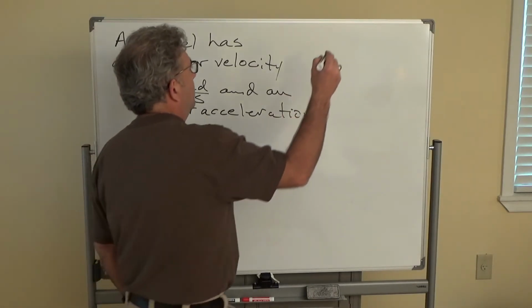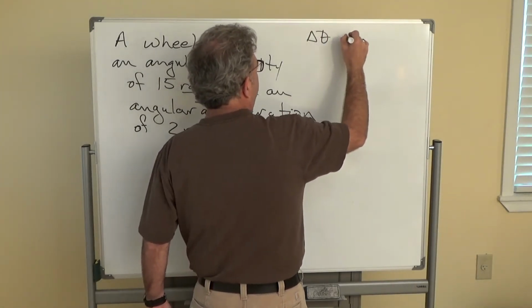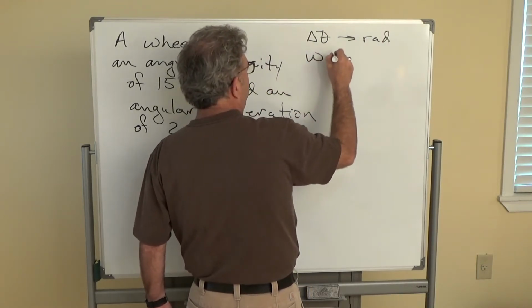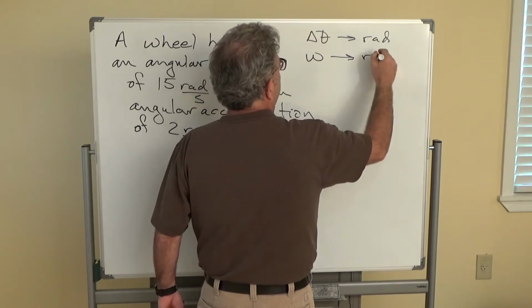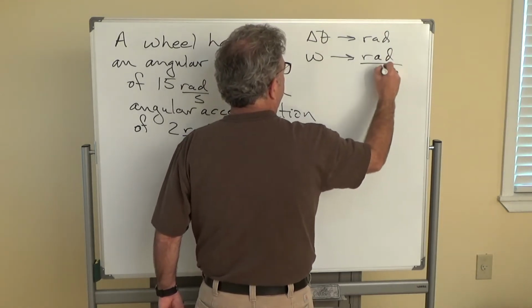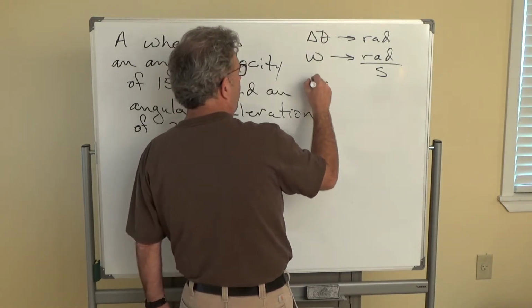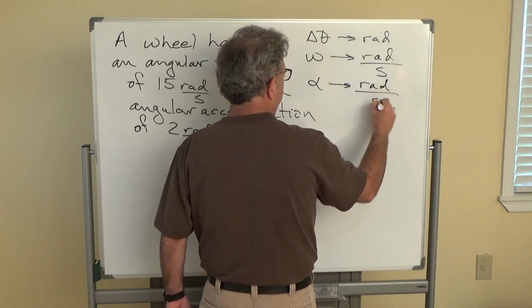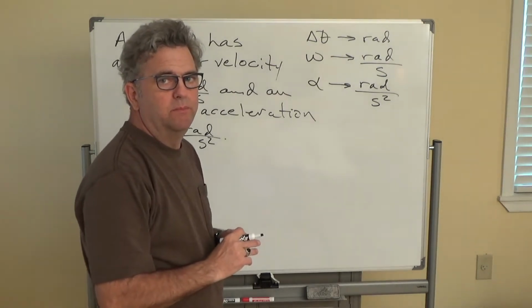Okay, so angular displacement, delta theta is radians. I did mention that. Omega is, I think, what you would expect. Omega is radians per second, and alpha is radians per second, so, radians per second squared. Okay.